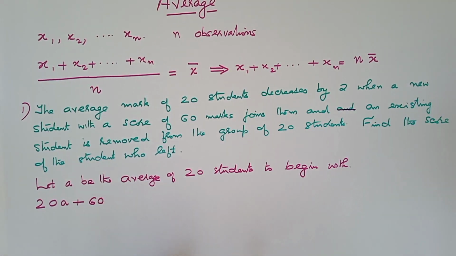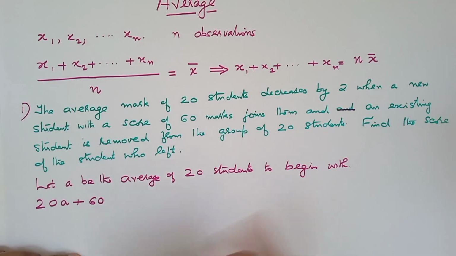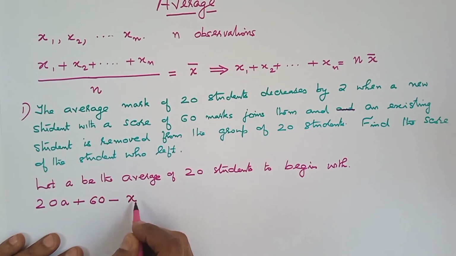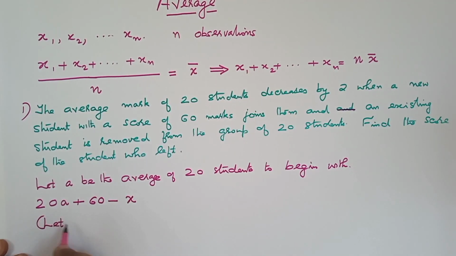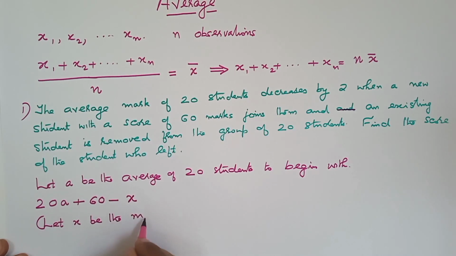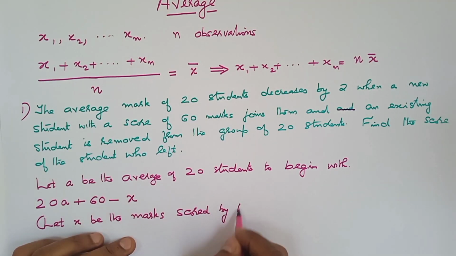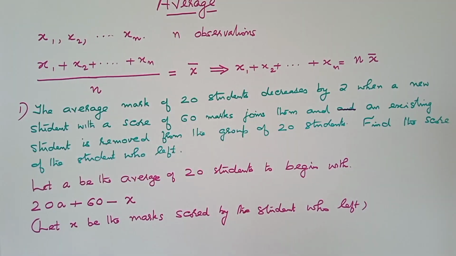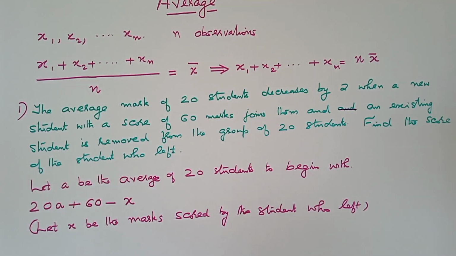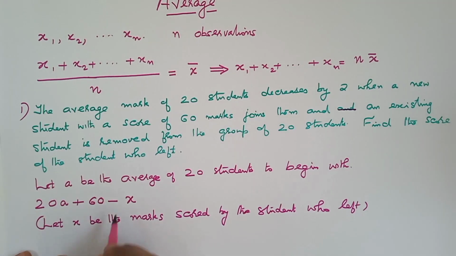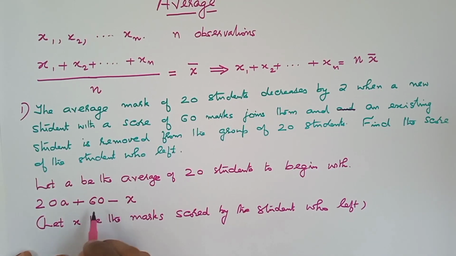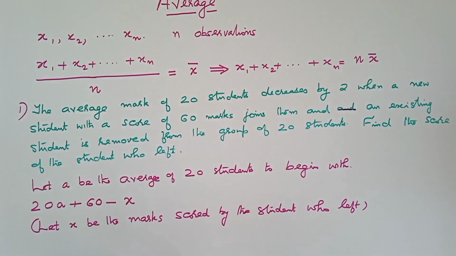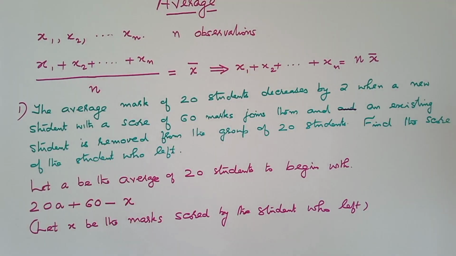Then an existing student is leaving them. We don't know the score of the student who left the group. Let x be the marks scored by the student who left. That's what we are asked to find out. Find the score of the student who left. So we assume that to be x. Then this will be what? 20A plus 60 minus x will be the total score of again 20 students.